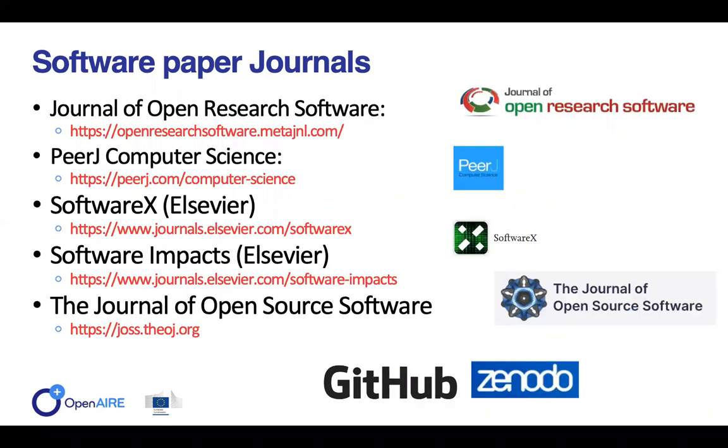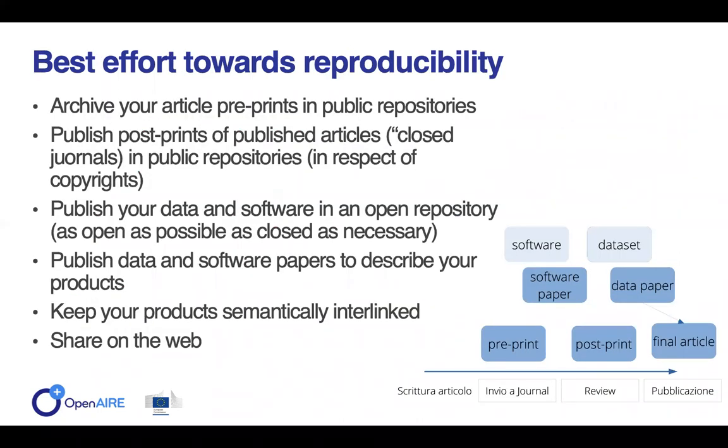Software paper journals are also very common. We have a list here, probably you already know some of them. But then we should go and make another step. So what are the best efforts that you can make towards reproducibility?